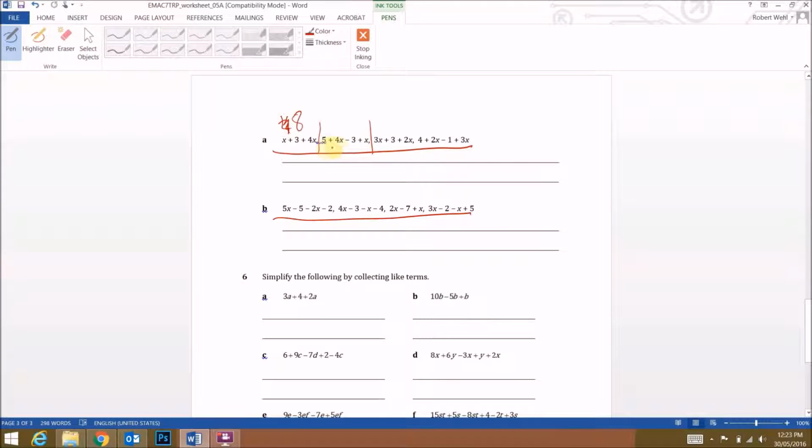Here, 5 plus 4x, which is 4, so 9. 9 take 3 equals 6 plus 1, so that equals 7. Let's just check that again. 4 times 1 equals 4. 9, 6, 7. Good. So these two are different. We know that those two are different straight away. We need to check this one. 3 times 1 equals 3, so we'll just change that. 2 times 1 equals 2. 3 plus 3 is 6.